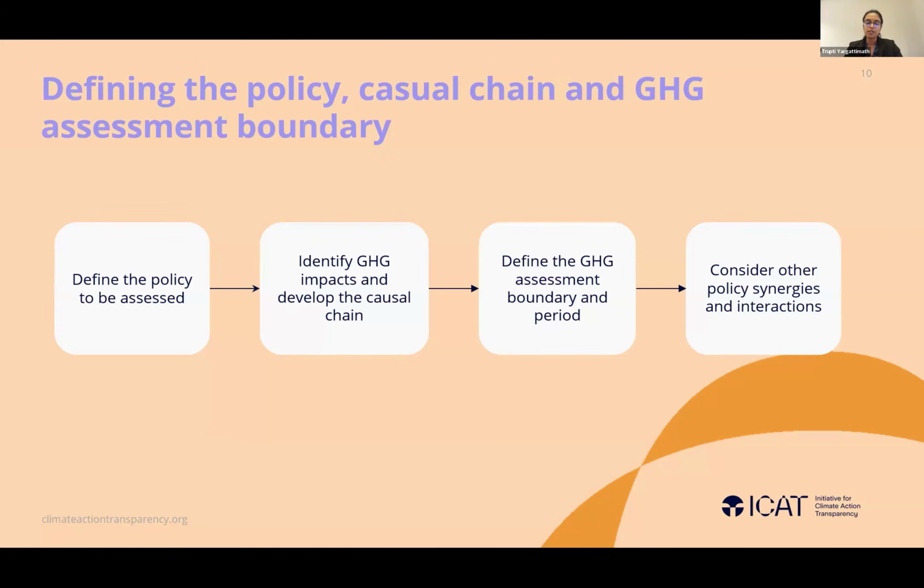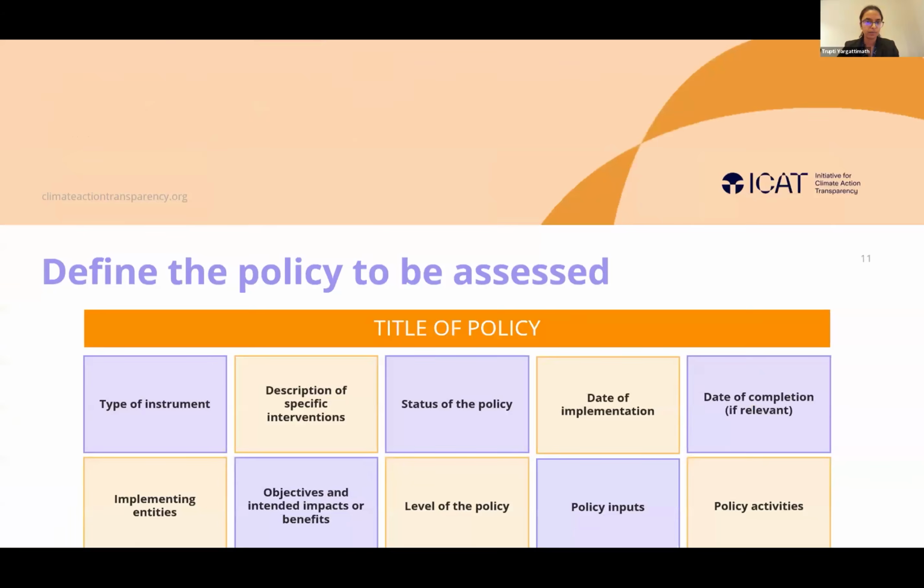The methodology also guides users in defining the appropriate assessment boundary and time frame, including whether the assessment will be ex post, ex ante, or whether you want to estimate the impacts beforehand or to assess actual impacts that have been achieved after the policy has been implemented. Finally, it will look at how the policy interacts with other policies and measures, including synergies and trade-offs. This is important because these interactions can influence not only GHG outcomes, but also sustainable development objectives and broader transformational change. And in the next few slides, we will take a brief look at these shortly.